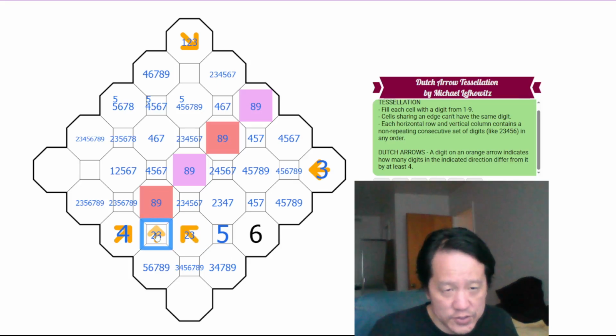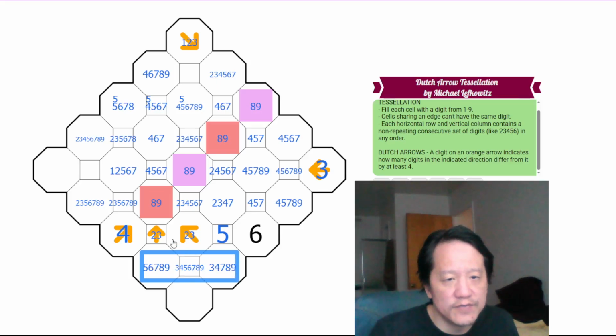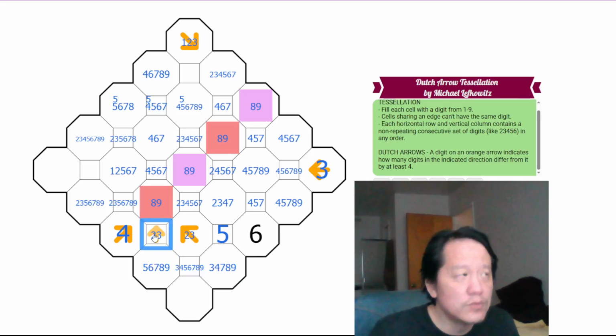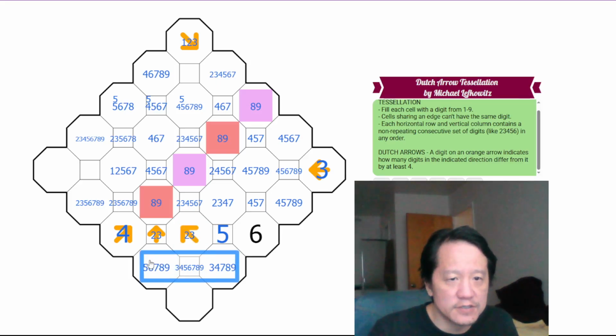So if this is 3, that means it must see 7, 8, 9 here. Which means this can't be 7, 8, 9, it's 5 or 6. If this is 2, that means this would be 3. So this cannot be 3, 4, 5. Could be 4, 5, 6, though.